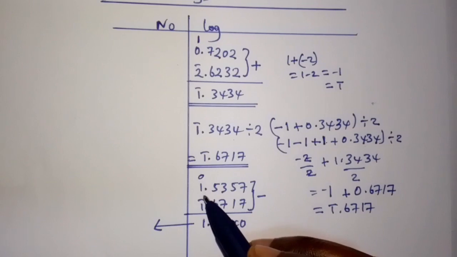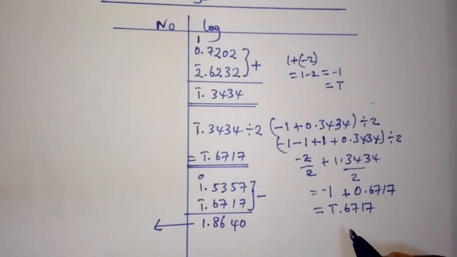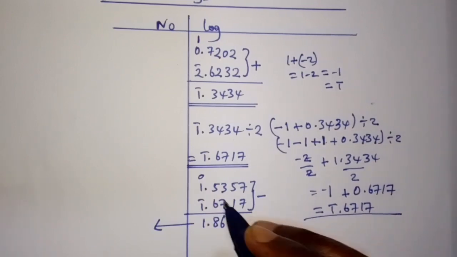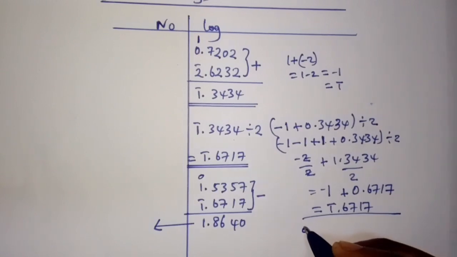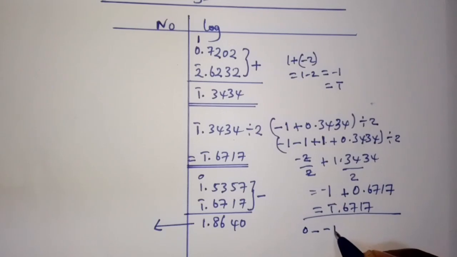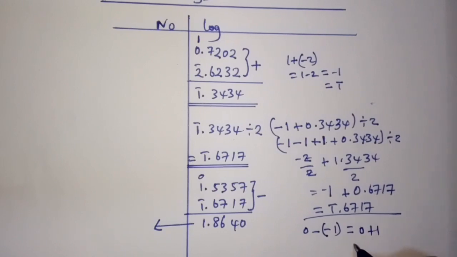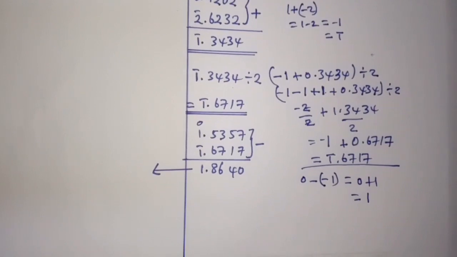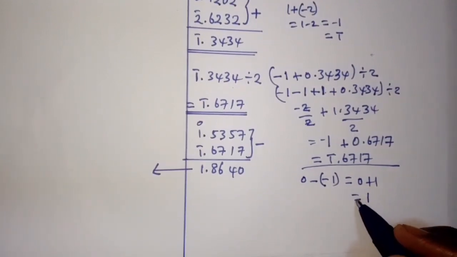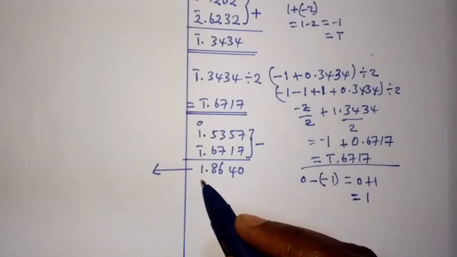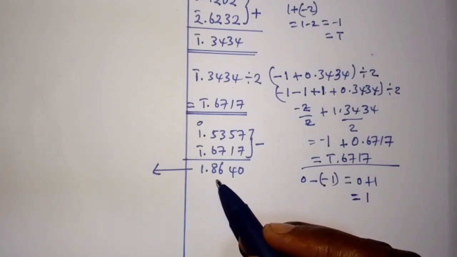So now 0 minus 1 is equal to 0 plus 1, which is equal to 1. So here this is 1. Then now we can go to the antilog table.